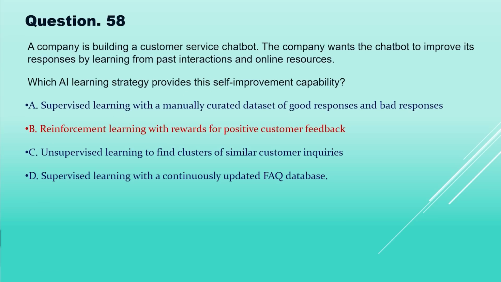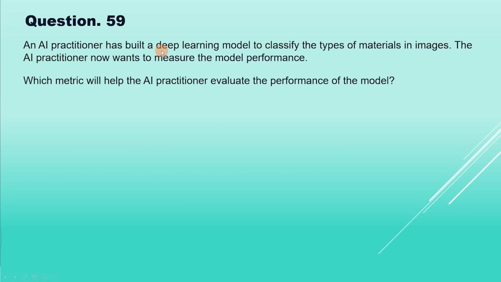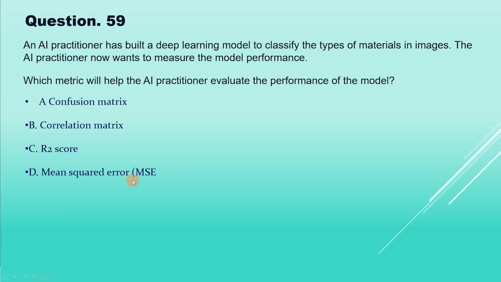Now question number 59. An AI practitioner has built a deep learning model to classify the types of material in images. The AI practitioner now wants to measure the model performance. Which metric will help the AI practitioner evaluate the performance of the model? And here are the options: A. Confusion matrix, B. Correlation matrix, C. R2 score, D. Mean squared error.